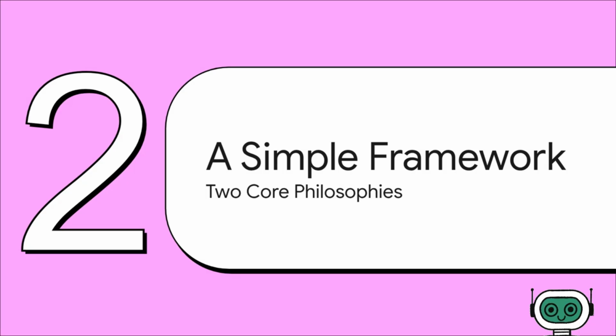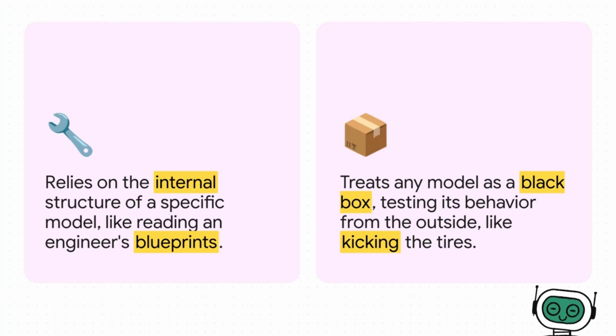Now, there are a bunch of different ways to calculate these scores. To make sense of them all, it helps to think of them as falling into two main camps, or two different philosophies for how to investigate a model. On one side, you've got model-dependent methods. These literally look inside the model's internal wiring, kind of like an engineer reading the blueprints. On the other side are model-agnostic methods. These don't care what's inside. They treat the model as a black box and just poke at it from the outside to see what happens, like kicking the tires on a car.